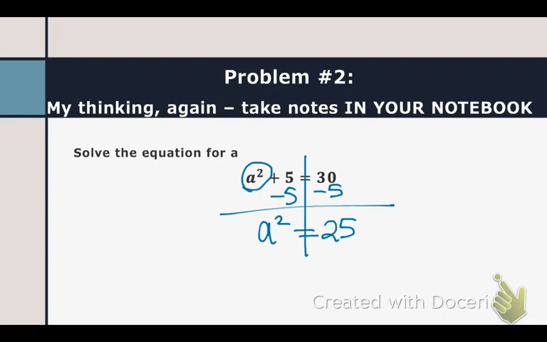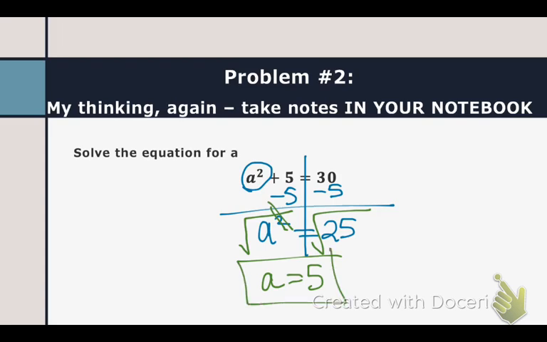So I'm going to use a different color. If you have a different color that you can use, I would suggest that you do that. If you don't, then you might want to do this as a separate step. So I'm actually going to take the square root of both sides. So I have now the square root of a squared equals the square root of 25. So the square root and 2, those cancel out, and I'm left with a equals, and then the square root of 25 is 5. So my answer is a equals 5. All right, let's try another one.